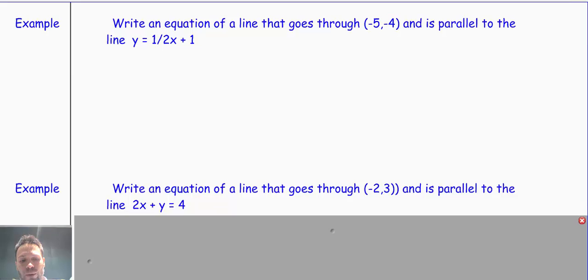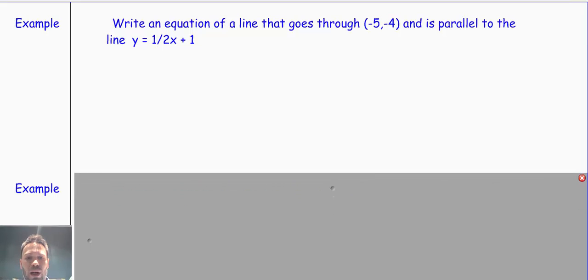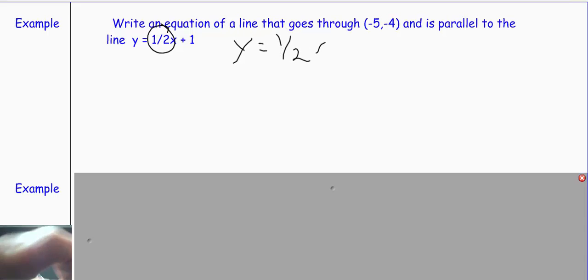That's the example instead. I have a little backup problems here. So this one is: write an equation of a line that goes through (-5, -4) and is parallel to the line y = 1/2 x + 1. All right, so here we go. I know that the slope of the original line is 1/2, so that means the slope of my new line is going to be 1/2. So I can start writing y = 1/2 x plus some new y-intercept that I have to find. Okay?